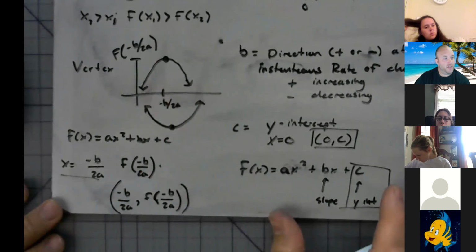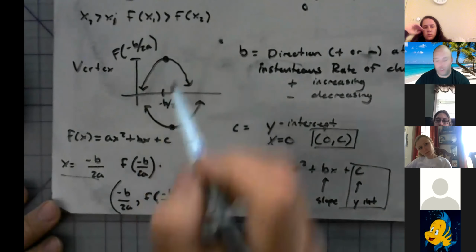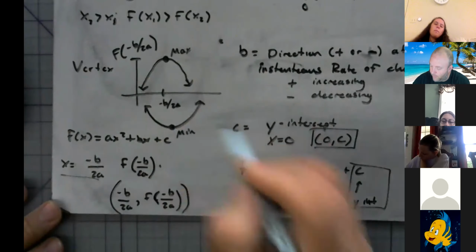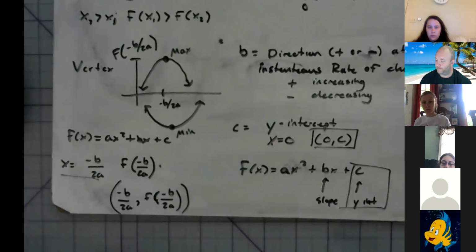Being able to find the vertex tells us how high something is or how low something is. So here we have what we'll call a max. Here we have a minimum. You could have a maximum or minimum depending upon what your parabola is. Now, if a is equal to 0, probably not going to have either unless you're on a closed interval. Okay.